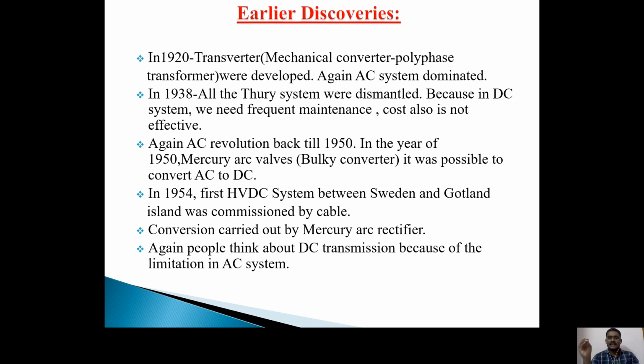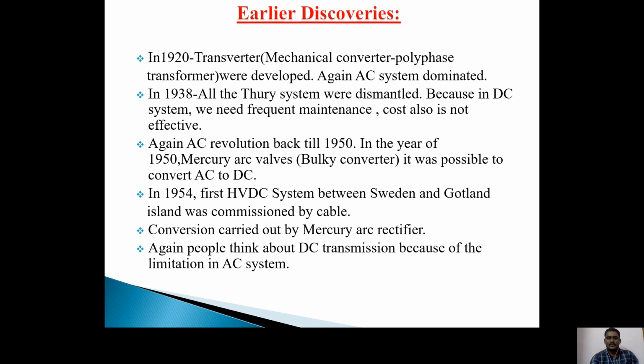So in 1938, all the Thury systems were dismantled. Actually, in the 1880s we used this system, but in 1938 all of them were dismantled because in a DC system we need frequent maintenance and the cost is also not effective. For those reasons, we dismantled the system in 1938.